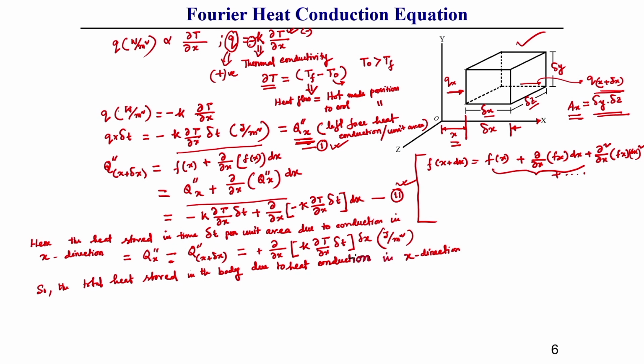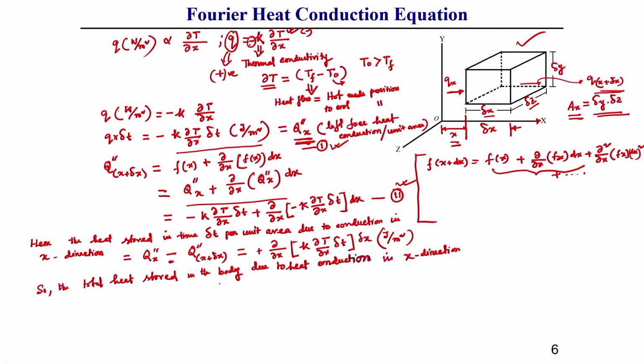This I am representing in terms of q x total. That means along the x direction, the total heat coming is what I am representing as q x total. So, let this be q x double dot, and whatever value we get for these is generally q double dot.